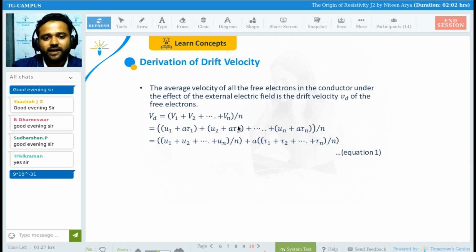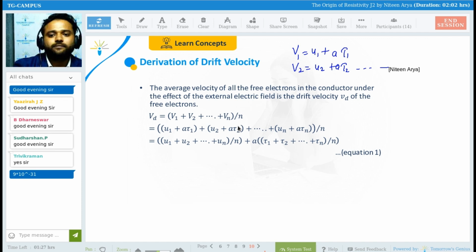Now, the average velocity of all the free electrons in the conductor under the effect of an external electric field is the drift velocity v_d of the electrons. In the previous page we got v1 equals u1 plus a tau 1. In a similar way, v2 equals u2 plus a tau 2, and so on, up to vn equals un plus a tau n.